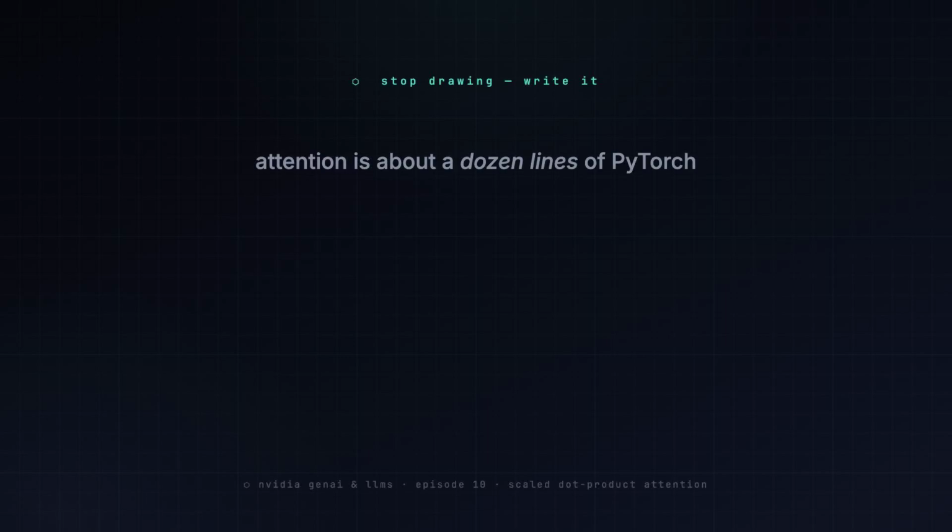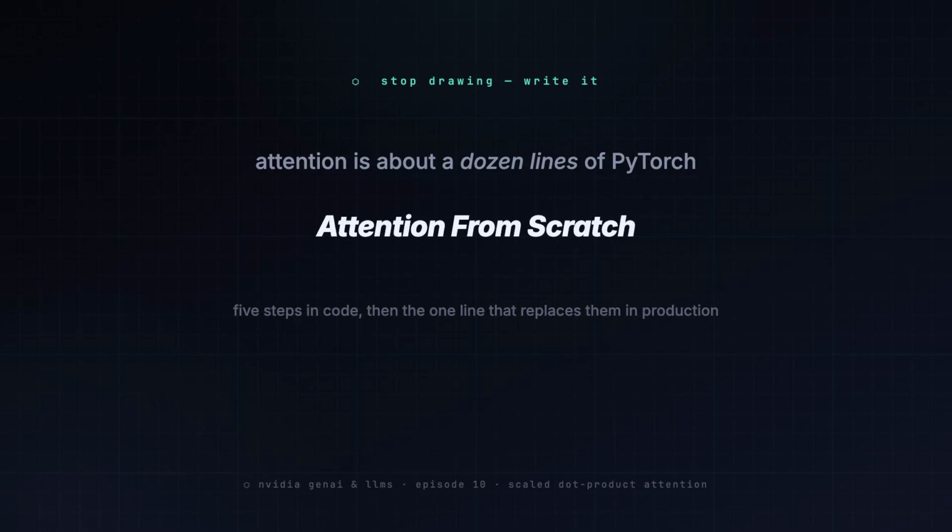Last episode, we drew attention as a soft dictionary lookup: query times key, softmax, weighted values. Today, we stop drawing and write it. You'll see that the whole thing is about a dozen lines of PyTorch, and then you'll see the one line that replaces it in production.